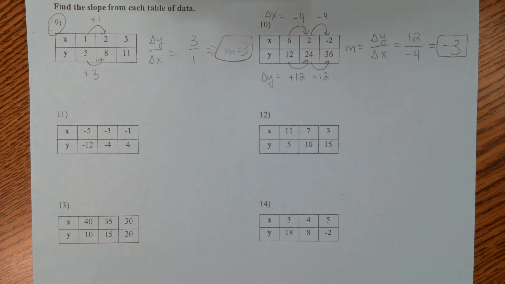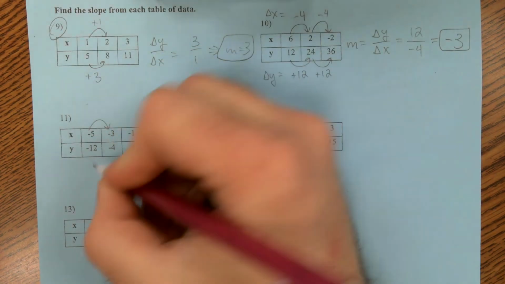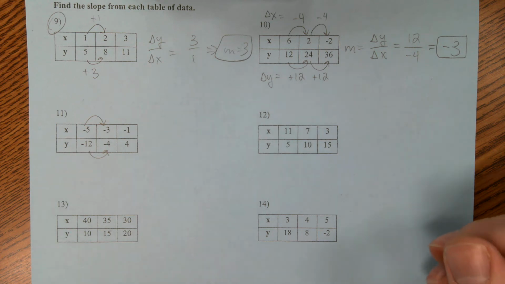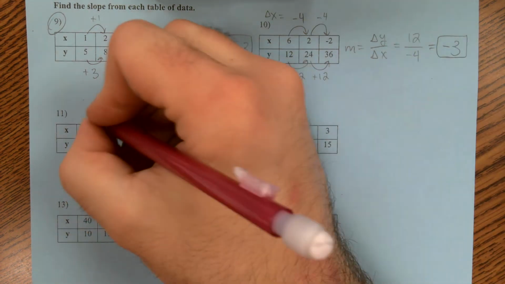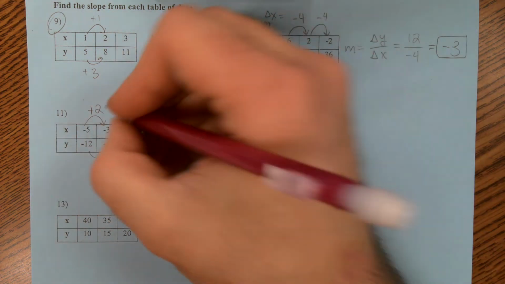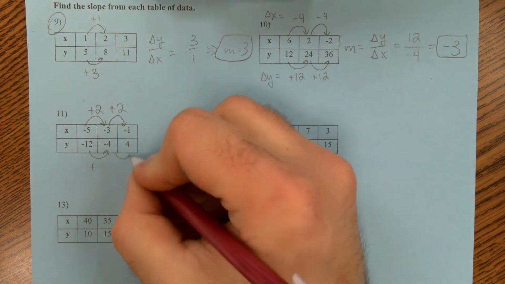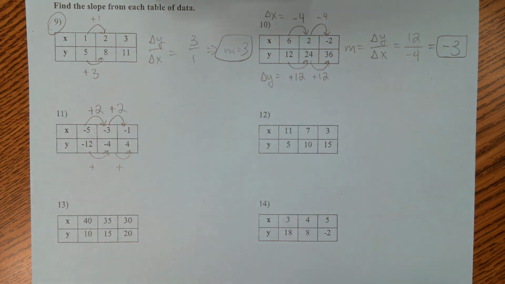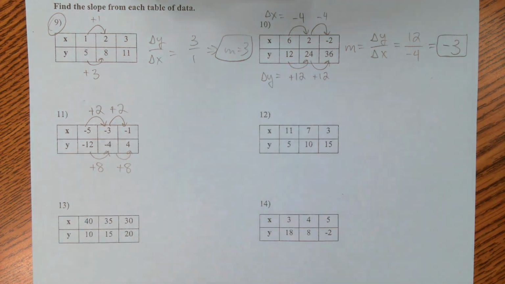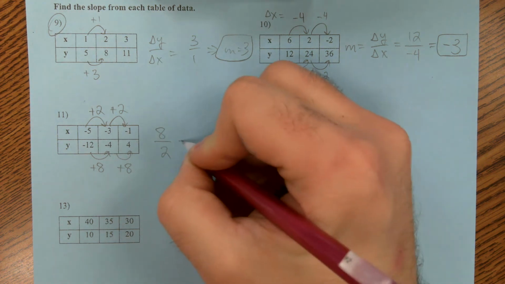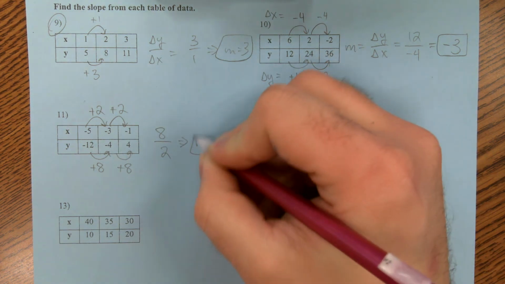Number 11. How do we get from negative 5 to negative 3? What's our change in x? From negative 5 to negative 3? Adding 2. Thank you, Leslie. We're adding 2. Just like with negative 3 and negative 1. What about from negative 12 to negative 4? What are we adding there? We're adding 8. That's right. Plus 8 on both of those. Change in y over change in x gives us m equals 4.